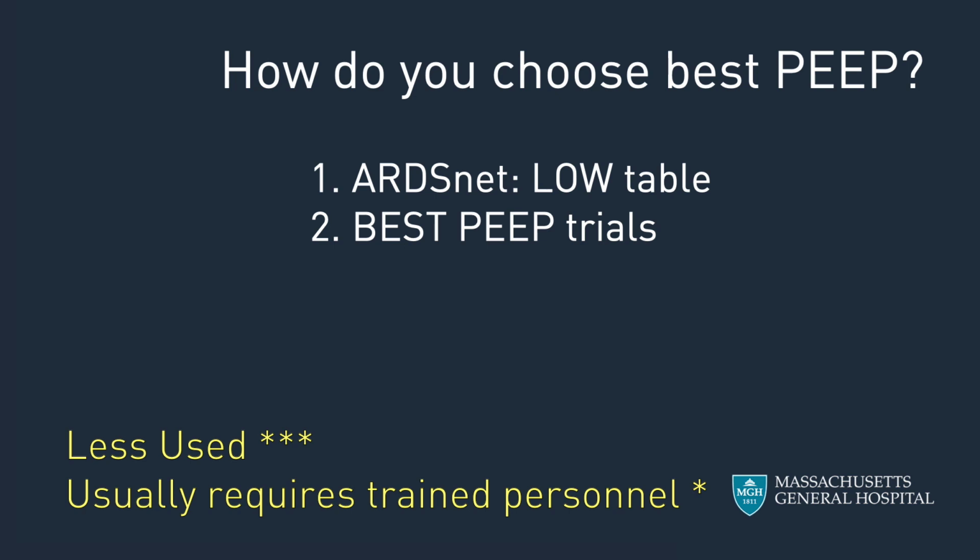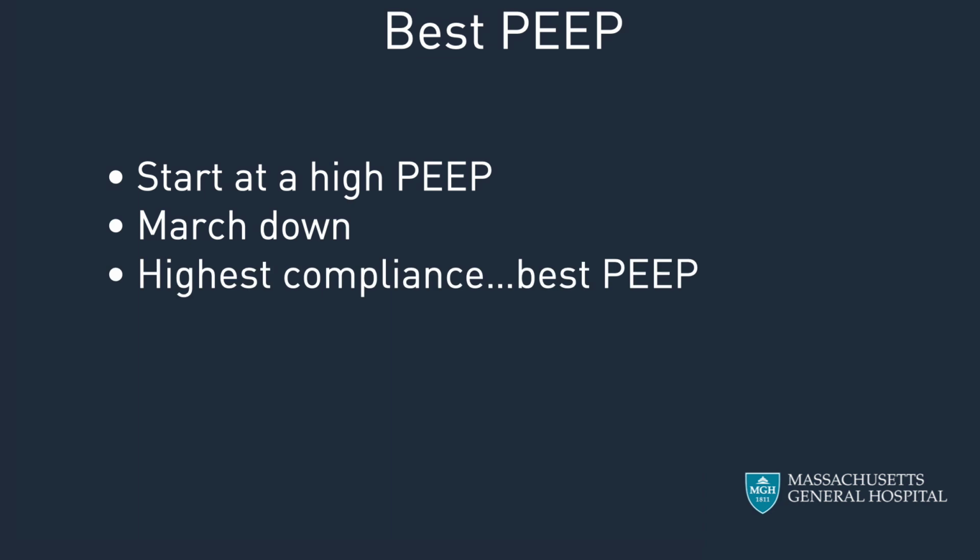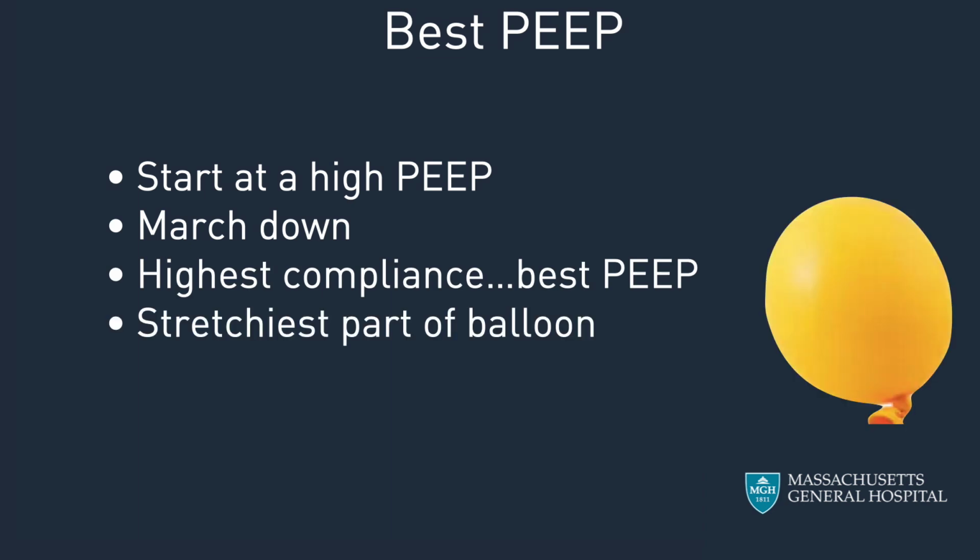Number 2. The best PEEP trial. The goal is to choose a PEEP where the tidal volume is delivered at the stretchiest part of the alveolus without straining the wall. By delivering the same tidal volume with different PEEPs, we can target the most compliant or stretchiest part of the curve. To do this, the patient is usually started at a high PEEP and then marched down. The best PEEP is the PEEP with the highest compliance, the stretchiest part of the balloon.